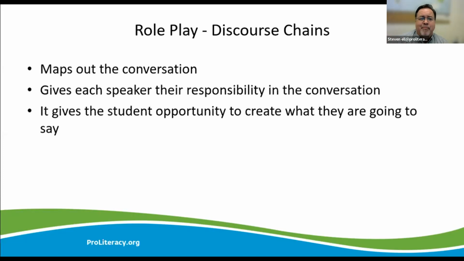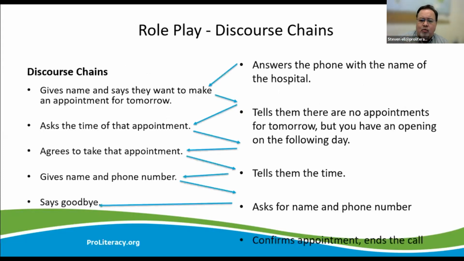So here's an example of that, where you see that the first person is going to answer the phone as being an employee of a hospital. And then the next person is trying to make an appointment for a hospital visit. And each step of the way, it goes back and forth of this is what person A is doing, this is what person B is doing, and it backtracks. It goes back and forth.